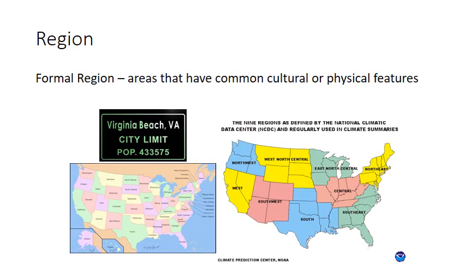Formal regions are areas that have common cultural or physical features. The city of Virginia Beach is a formal region. Within the city boundaries, all the citizens share being subject to Virginia Beach rules and regulations. Salem High School School District is also a formal region. Within that region, we share attending Salem High School. The state of Texas is a formal region for much the same type of reasoning.